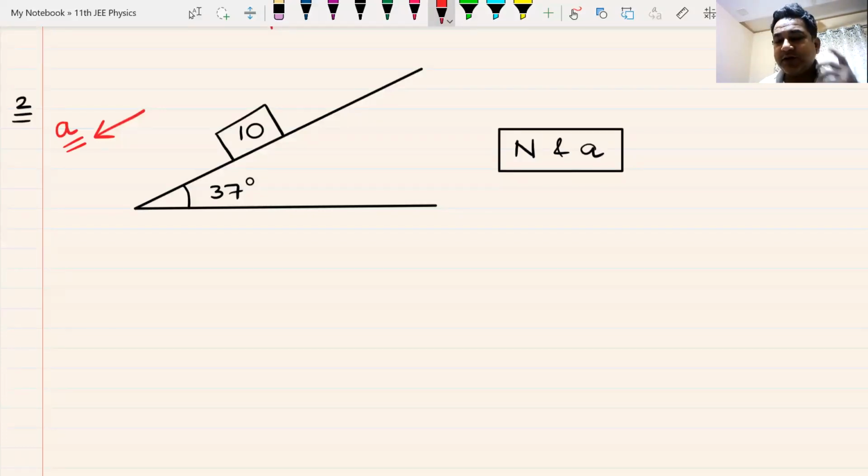I mean, it will move down, right? It's on an inclined plane, so it will move down the incline. Okay. You have to find the value of this acceleration and you have to find the normal reaction from the incline. Your time starts now.